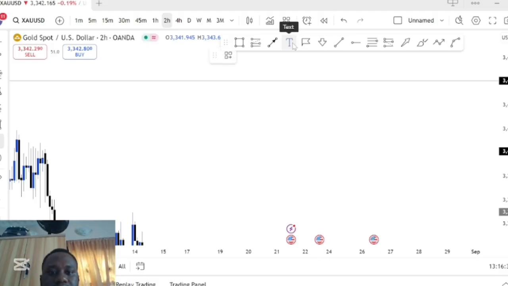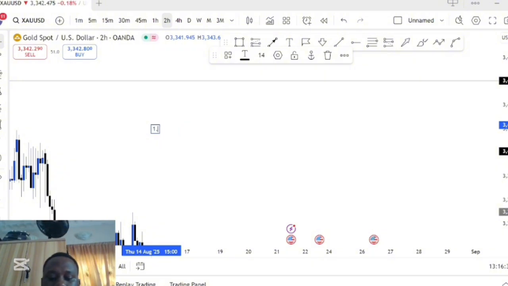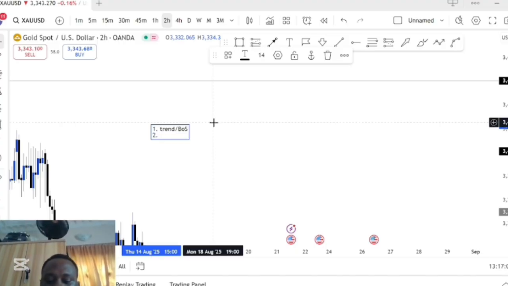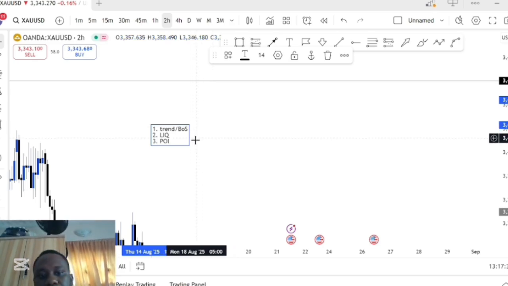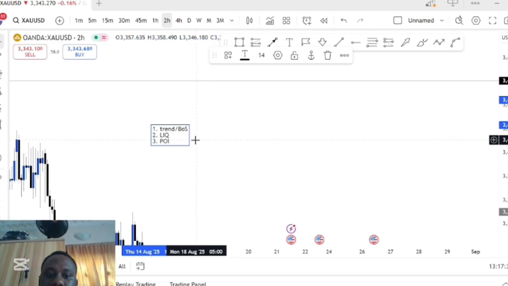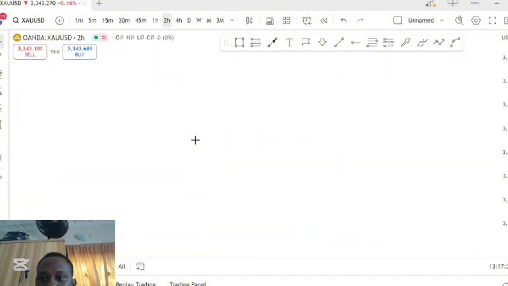Now there are three things I look at whenever I'm trading, right? Number one is the market trend. I look at the trend and the break of structure of the market. Another thing I look at is liquidity. Then the third thing I look at is my POI, point of interest. Although all these things have rules, I'm not here to teach you the rules under it. I just want to show you how I trade and why I said that ICC is the same as smart money concept, right?